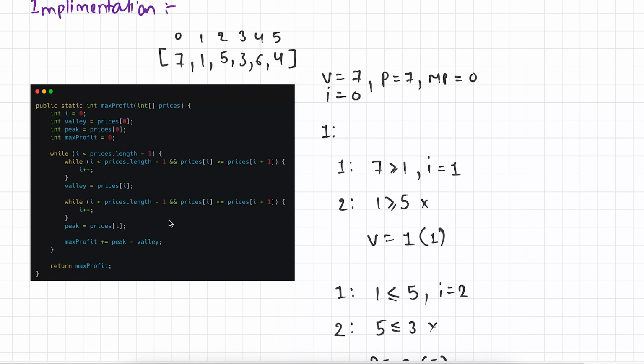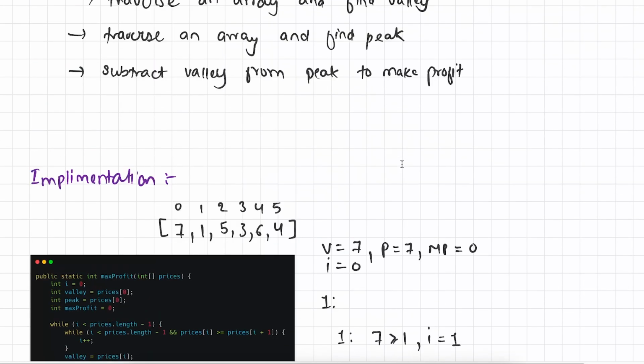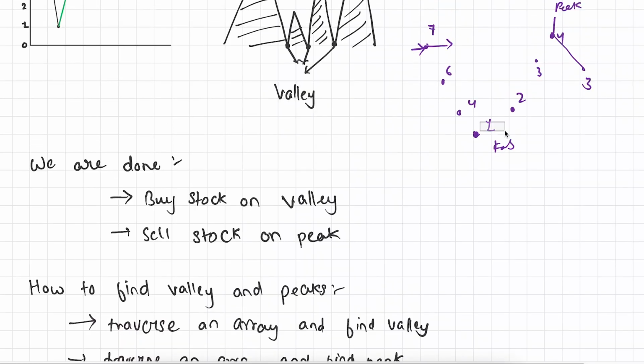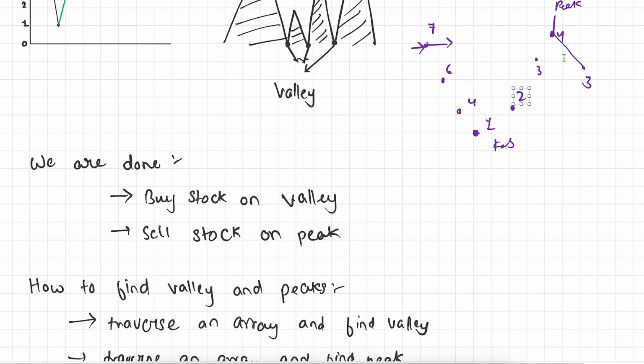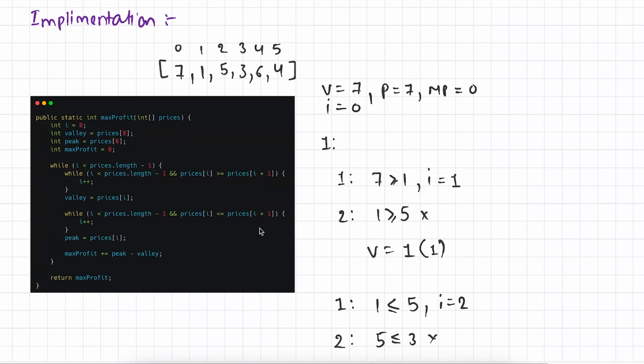And in the second loop we are going to check if our price is less than price i plus 1. Okay, it means we are checking whether the price at this index is less than or equal to the price at this index, and we keep moving on like this till we get price greater than price i plus 1. Okay, and we stop at this position. As soon as we stop, it means we got the first peak, and we store the price at that index into the variable peak, and then we simply have to subtract it.